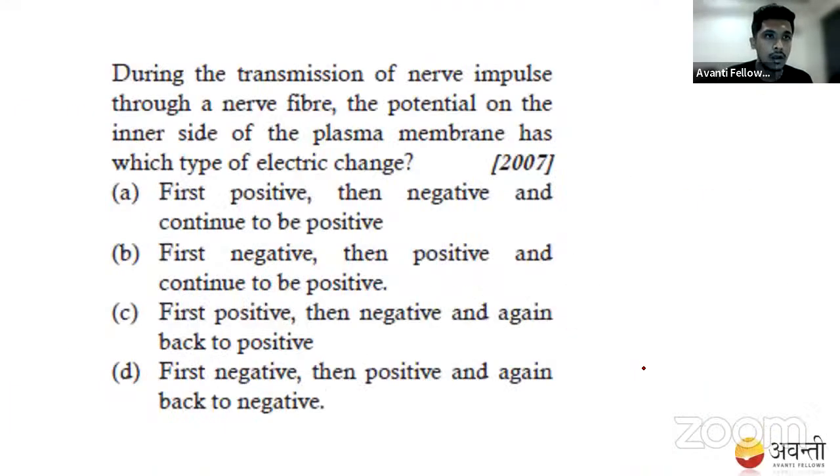Okay, fine. Here is your question. During the transmission of a nerve impulse through a nerve fiber, the potential on the inner side of the plasma membrane has which type of electric charge? Your options are: first positive, then negative, and continue to be positive; first negative, then positive, and continue to be positive; first positive, then negative, and again back to positive; first negative, then positive, and again back to negative. I will launch a poll. Let's see if we get the right answer. Then that means you have understood the nerve impulse and transmission.